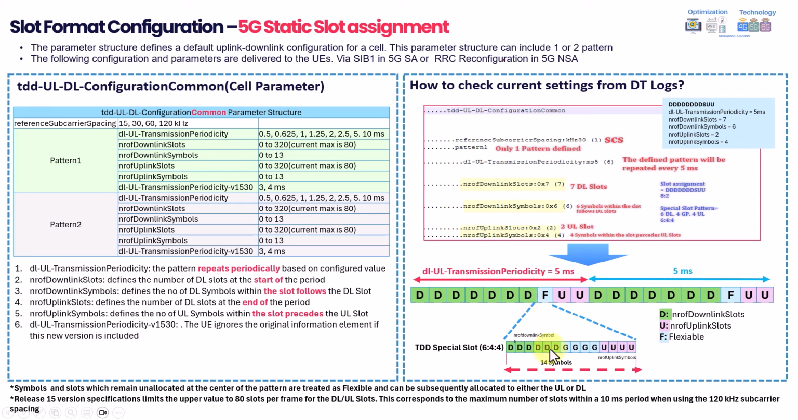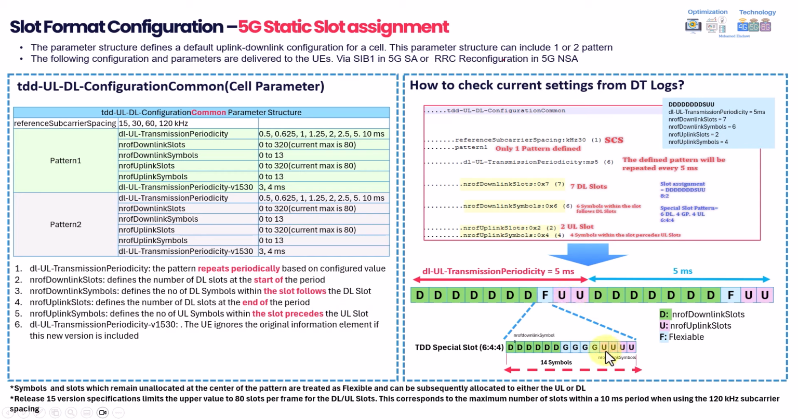Now going to the uplink here, for example, you are giving 2. This one starts from the end. So you need to go to the end of the transmission periodicity, for example, at the end of 5 milliseconds, and start counting 2. So it will be here as 2 for uplink. And again, you will have the uplink symbols as well. As defined here, uplink symbols defines the number of uplink symbols within the slot that precedes the uplink slots. For example, this one precedes the uplink slots, right? This one, which is F.